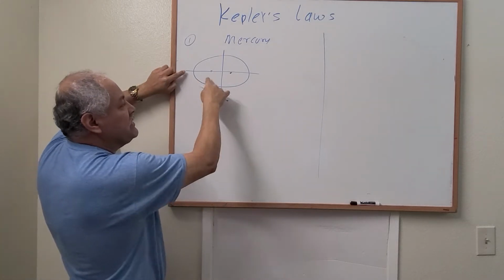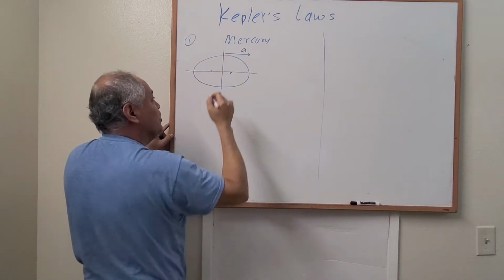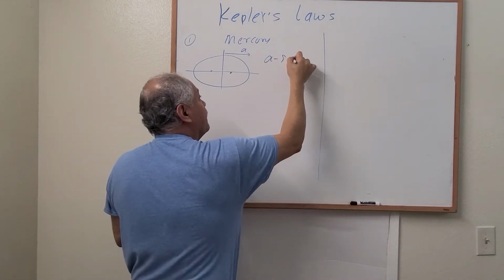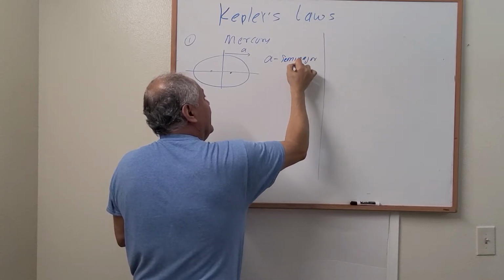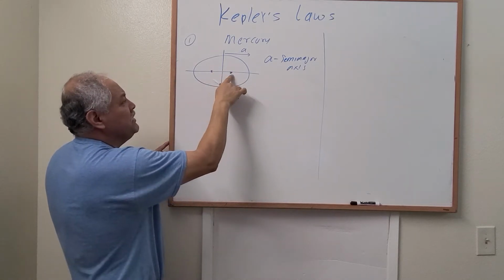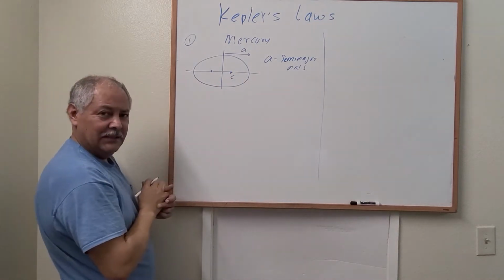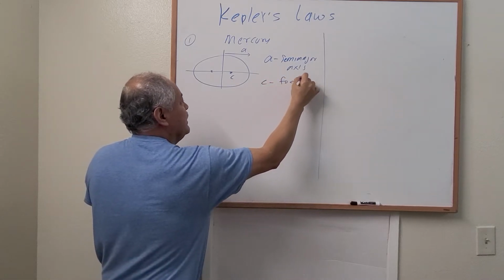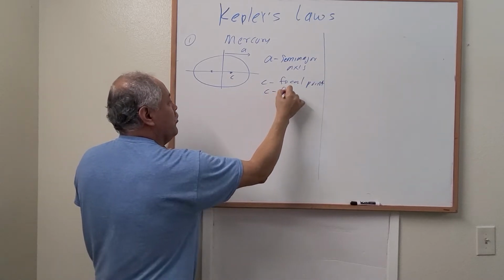This is called the major axis. This is called the minor axis. We are dealing with half. This is usually A, and A is just the semi-major axis. And the distance from the center to this focus, or focal point, we usually label as C. So C again is the focal point, or we can say C is the focus.